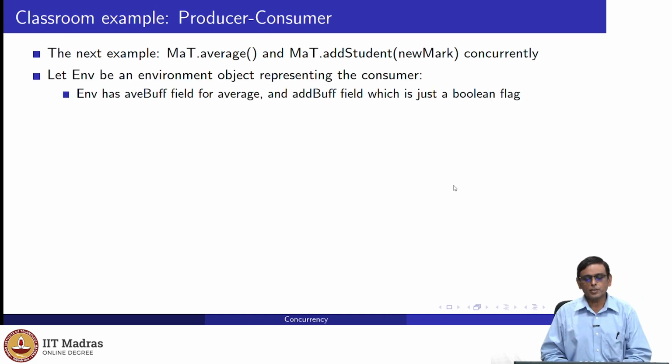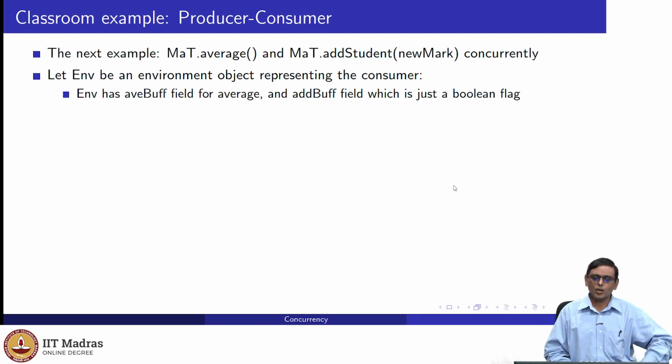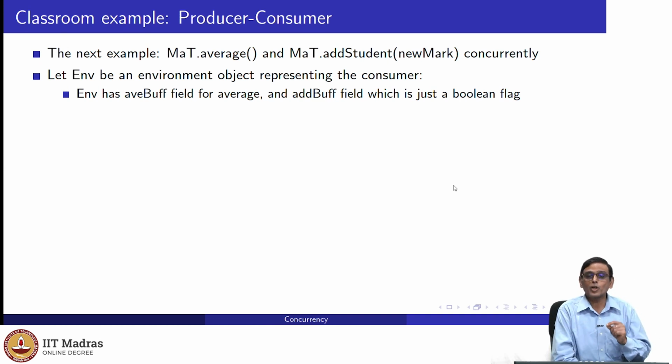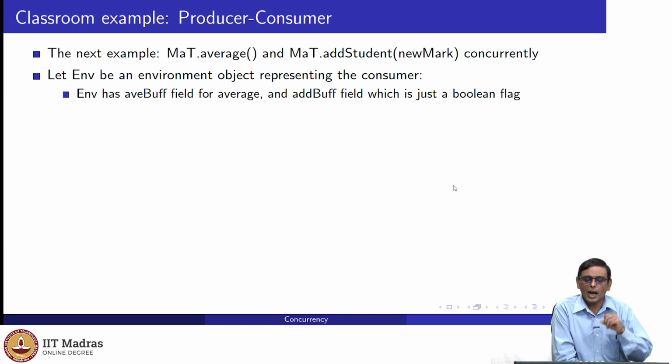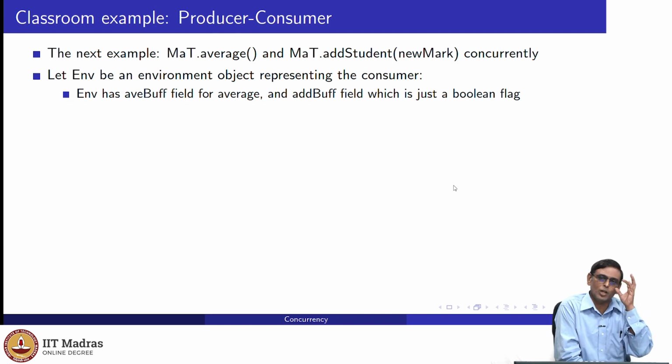I have a buffer for average and I have another buffer for add student. We can ask, after all, add student never returns the result, right? Add student is not returning any result, so why do I need any buffer? Average was returning a result, so I need a buffer. But add student never. The problem is that now we don't have a ready function, right? So we don't have a way of checking whether the fellow is finished or not. So we need to implement a buffer for add student, but it can just be a boolean flag.